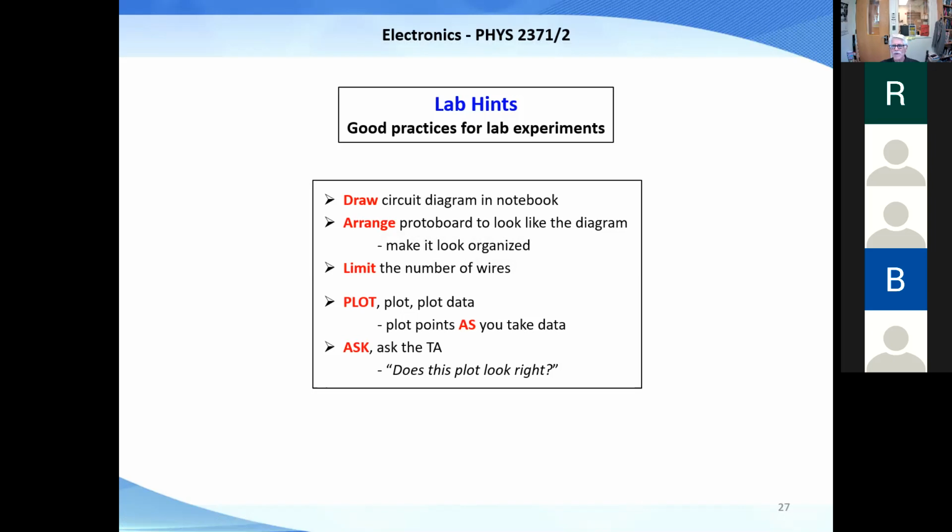If you're in the lab, you can always ask the TA, hey, does this look right? But then Monday, if you're analyzing and writing up your labs, come to the Zoom on Monday. You can ask questions there.